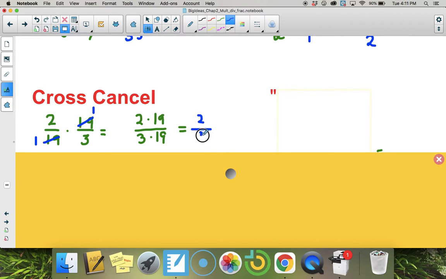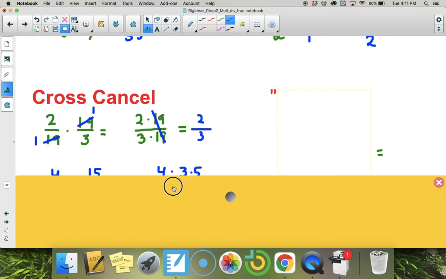Some people like to think about this problem as 2 times 19, and then this is 19 times 3, or 3 times 19, and again, you can just cancel out those 19s because any number over itself equals 1.